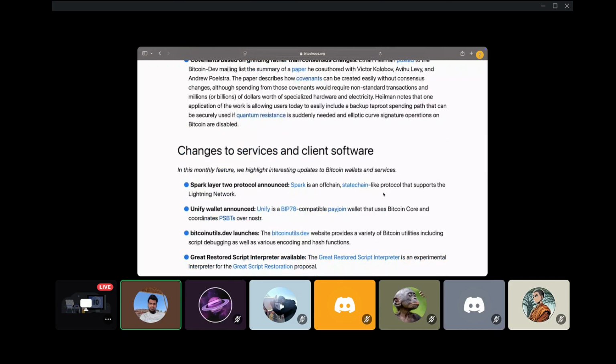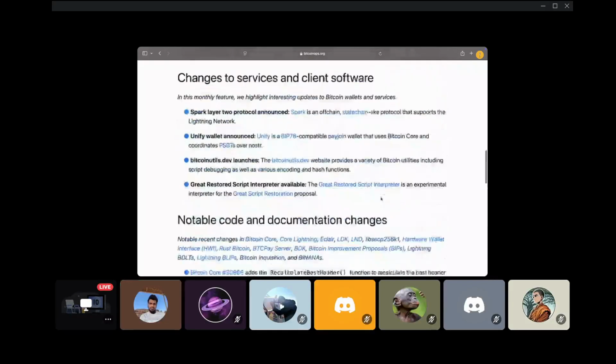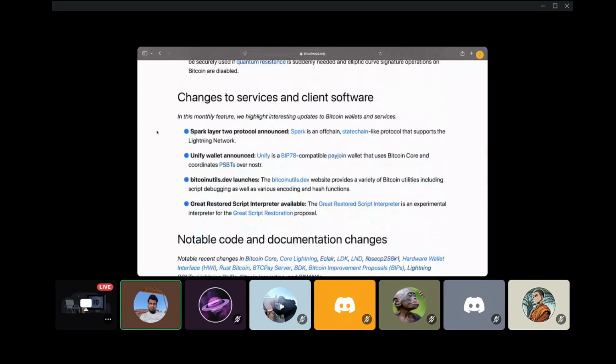We will cover the changes to services in client software in probably 2 or 3 PRs. So let's look at the first one in the section of changes to services in client software. Spark Layer 2 protocol announced. Spark is an off-chain, state chain-like protocol that supports the Lightning Network. Let us first understand what a state chain is.